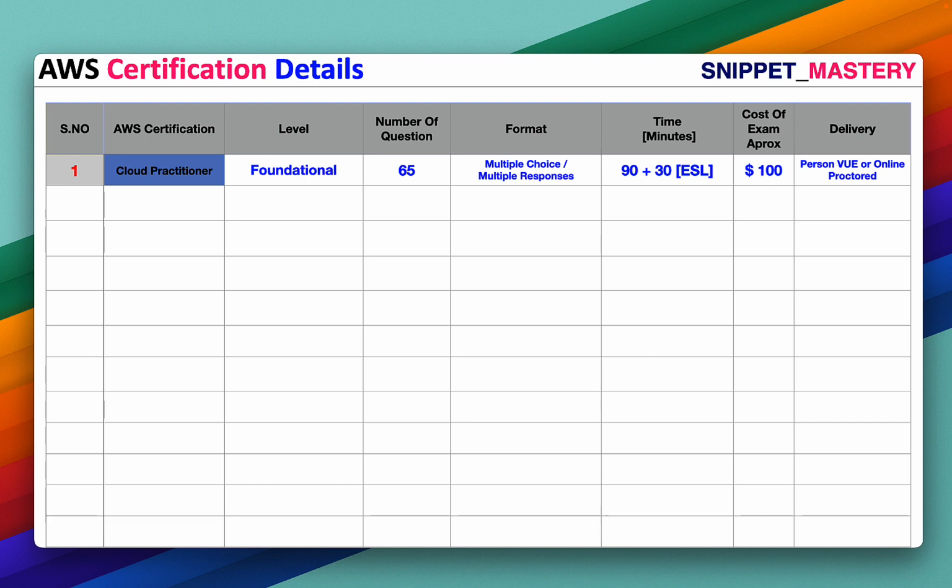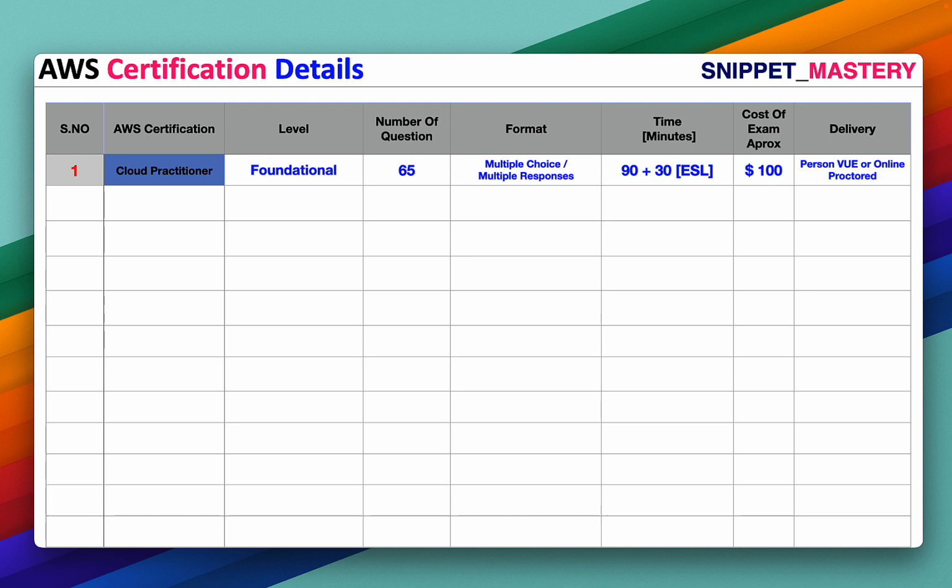So if you look at the cloud practitioner, it's a foundational level. Number of questions asked is 65, and it is multiple choice and multiple response, meaning you will have multiple choice questions where you need to choose a single response, or there might be multiple responses also. So for a single question, you might be asked to answer 2 or 3 options for the same question. So all certifications will have this format of multiple choice, multiple response. So time is 90 minutes plus 30, which is ESL. ESL is English as a second language, and cost of the exam is $100 for this cloud practitioner.